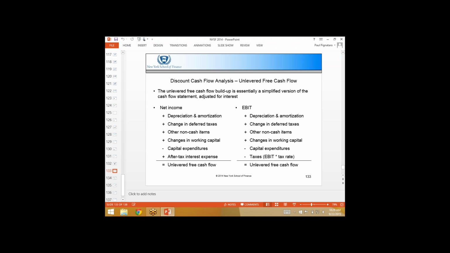However, EBIT is before taxes. Net income is after taxes. So if you're starting with EBIT, we need to make an adjustment to taxes. We need to take out taxes. We would not take the taxes from the income statement. We calculate taxes as EBIT times tax rate. We cannot take the taxes from the income statement because taxes from the income statement contains the impact of interest, and we do not want the impact of interest. So if you did this side by side, you'd get the same number.